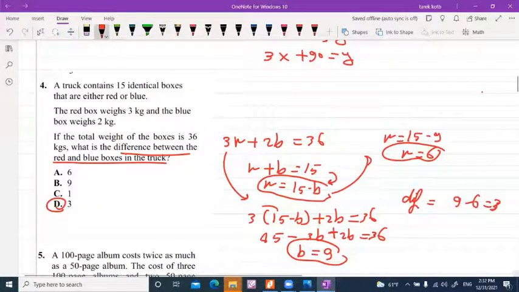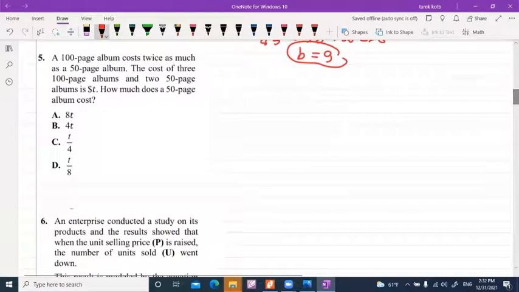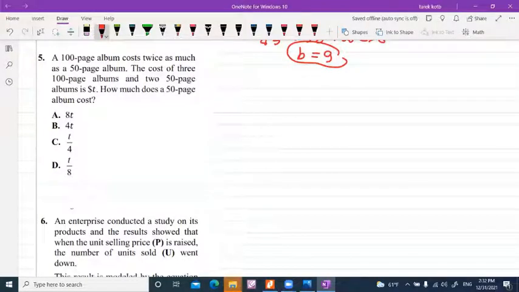Next one, number 5. A 100-page album costs twice as much as a 50-page album. So if we consider A is the 100-page album, and B is the 50-page album, this costs twice this, which means if this costs X, this costs 2X.